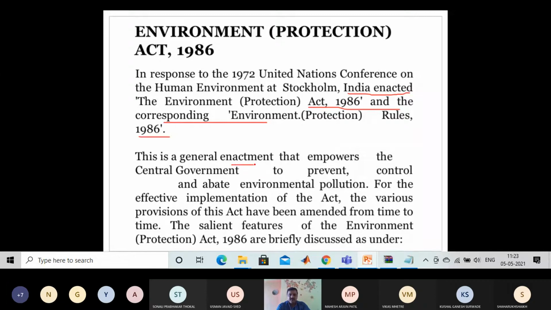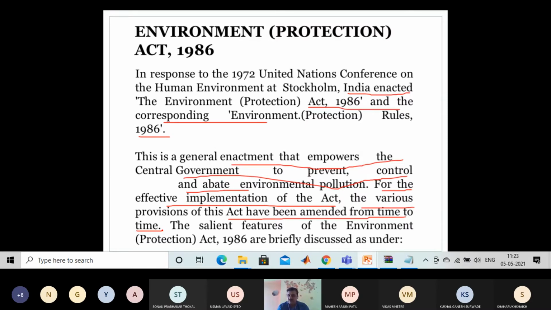Now, the general intent is to empower the central government to prevent, control, and abate environmental pollution. That is, we are supposed to prevent or control or minimize or lower the effect of environmental pollution. So that is the main thing to be considered: prevent, control, abate. For effective implementation of the Act, its various provisions have been amended from time to time. From time to time some provisions and clauses are changed to implement it effectively, because when a law is implemented, some loopholes are identified afterwards, and because of the loopholes the law does not get implemented.